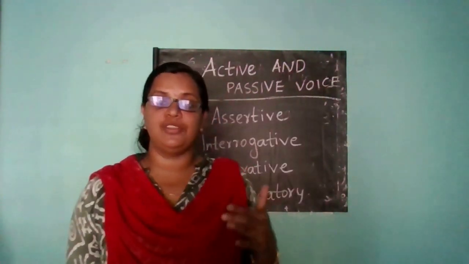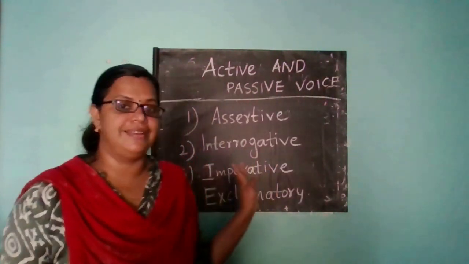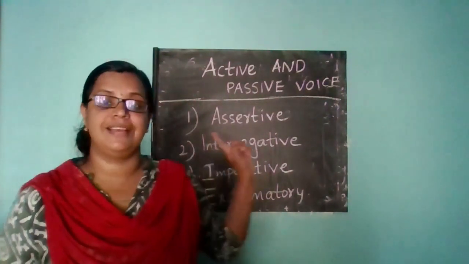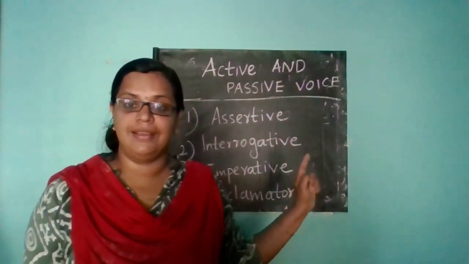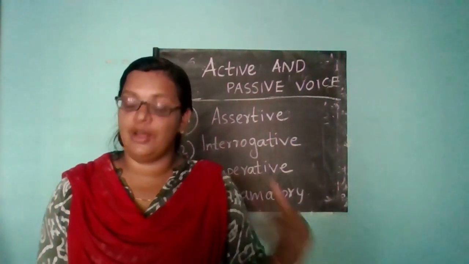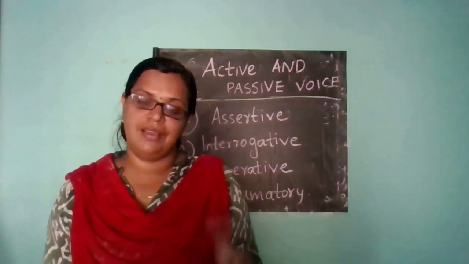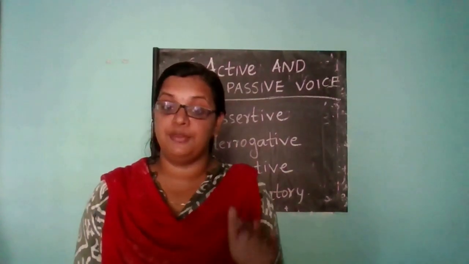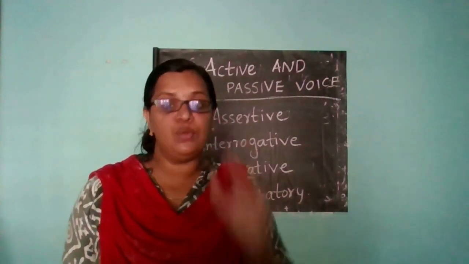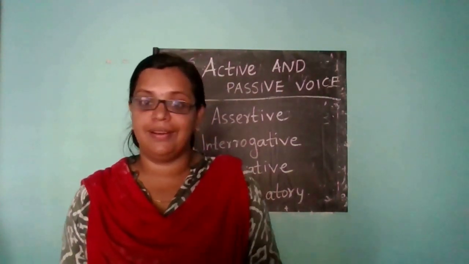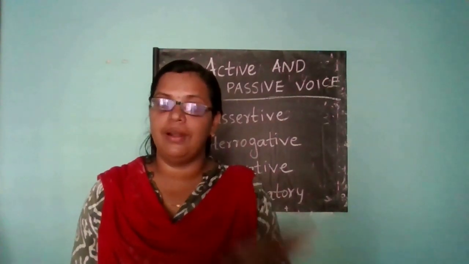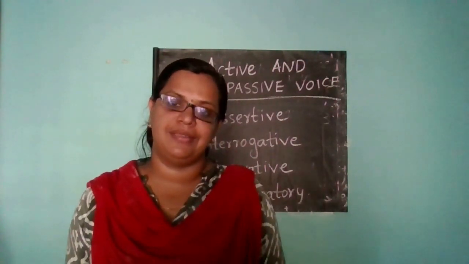Now let us see which are the different kinds of sentences. First one is the assertive sentence. You know that an assertive sentence says or states something. It will give some information. It is just like a statement. It ends with a full stop. It can be either a negative statement or a positive statement.